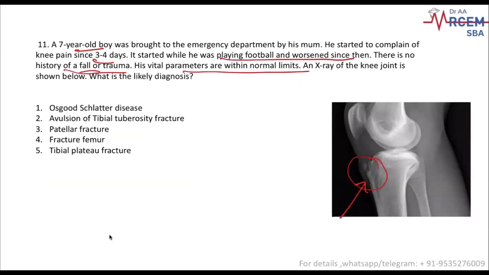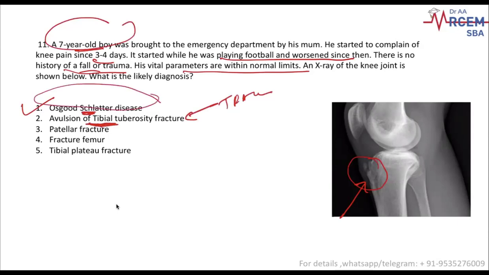You can see there is an avulsion of the tibial tuberosity. There is no history of trauma. That means he has not directly fallen on the knee. It suggests to you all of Osgood-Schlatter's disease. It is not an avulsion fracture of the tibial tuberosity. It is known as Osgood-Schlatter's disease because it's a pediatric age group. If it was a trauma, then we would have labeled it as an avulsion fracture of the tibial tuberosity. Because it is not a trauma, that's why we're calling it Osgood-Schlatter's disease.